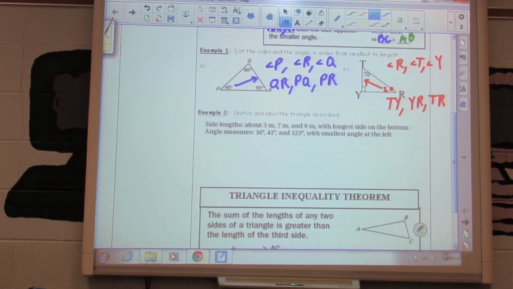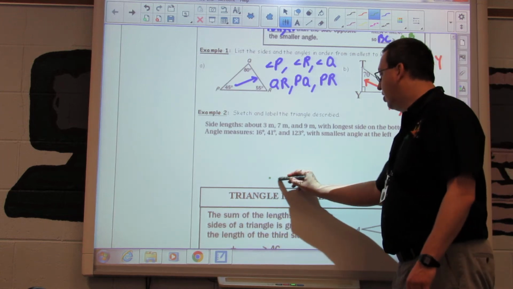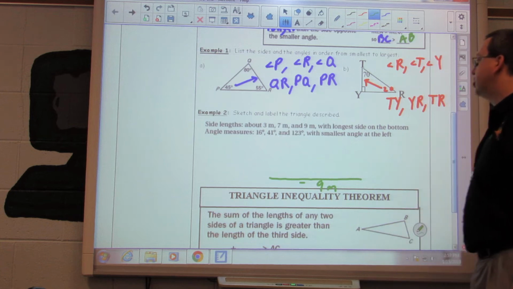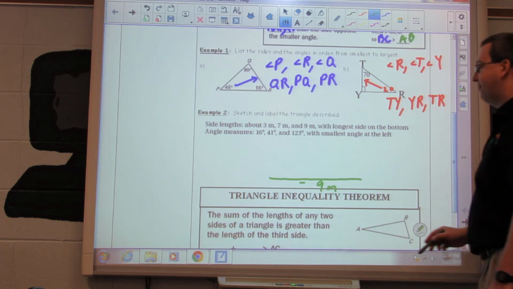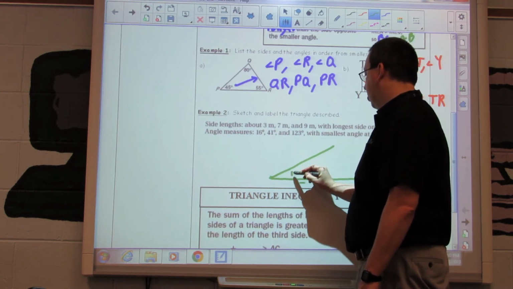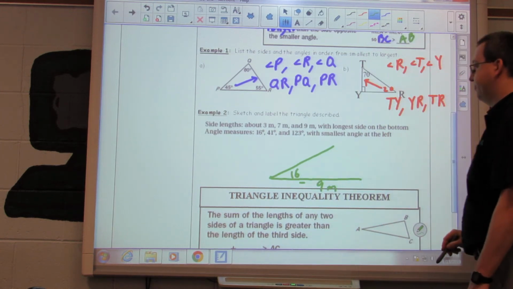Example 2 asks us to sketch and label the triangle. It tells me I have side lengths of 3 meters, 7 meters, and 9 meters. Angular measures are 16, 41, and 123. What I want to start with is the other information they give me. The longest side is on the bottom. So I know I have my longest side on the bottom, which is 9 meters. The smallest angle is at the left, right? So my left side is over here. That is my smallest angle, which is 16.